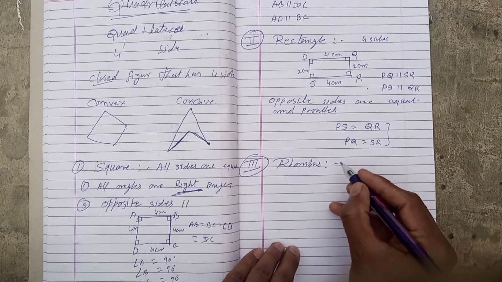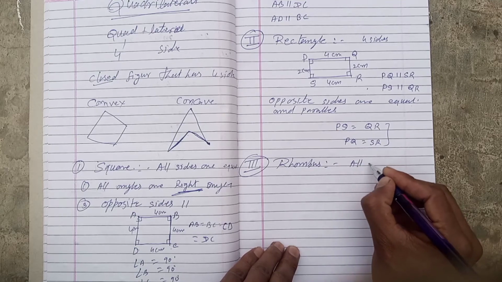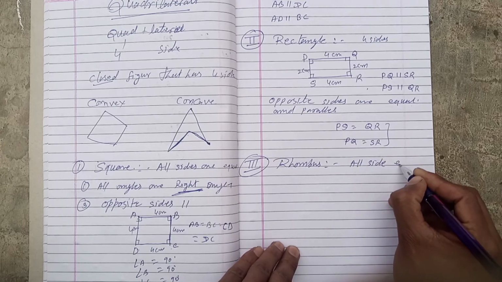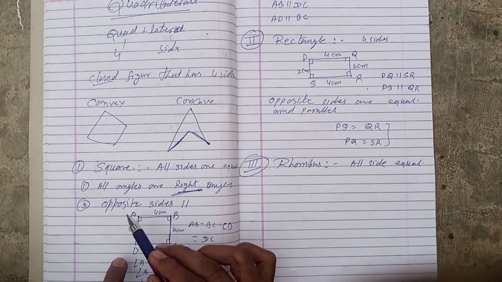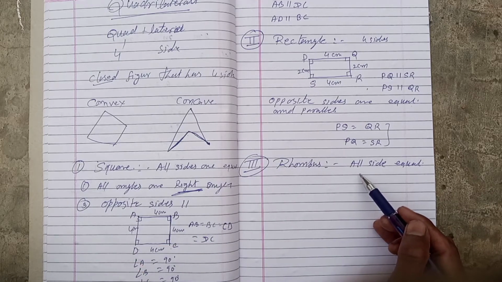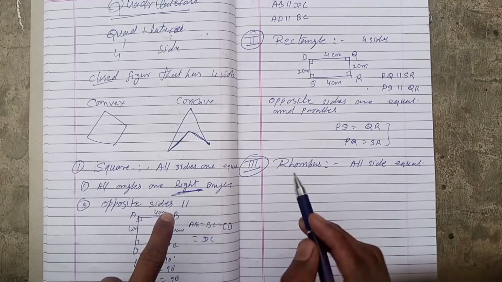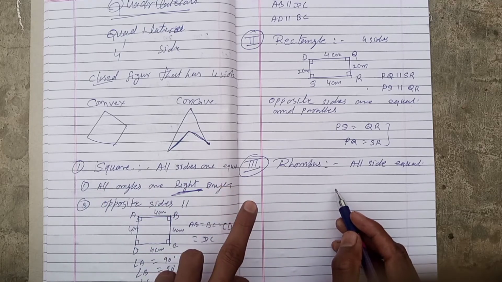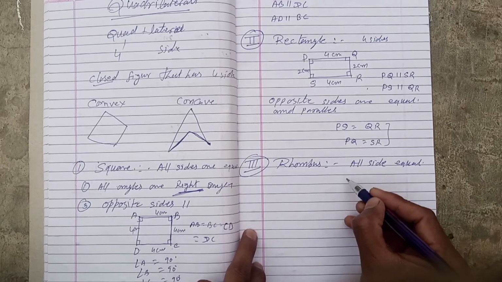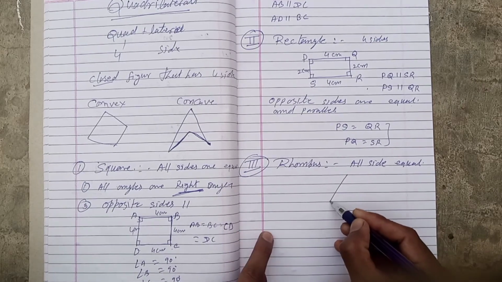Rhombus, in that all sides are equal. All sides are equal in the square also, in rhombus also. But what is the difference between the rhombus and square? In the square, all angles are 90 degrees, but in rhombus all angles are not 90 degrees.